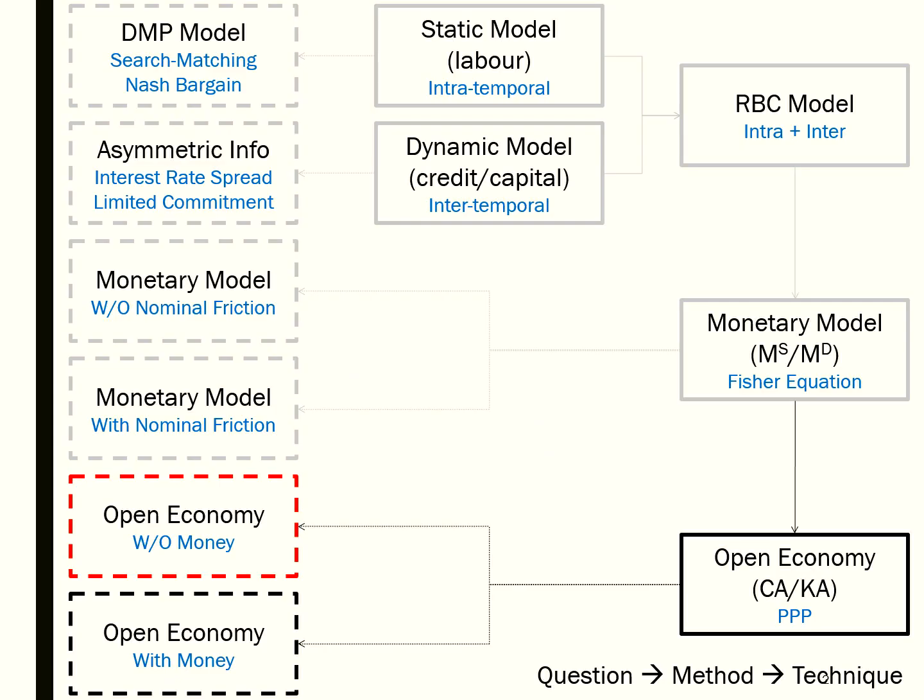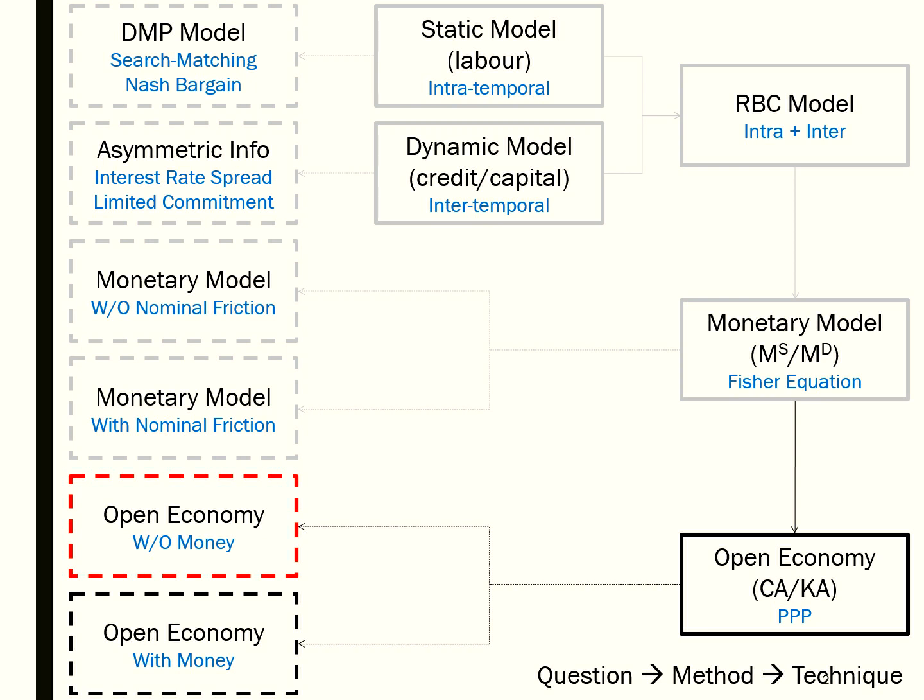This big picture shows you where we are in macroeconomic theory. In the first semester, we focus on the RBC model, the real business cycle model, in the static and dynamic dimensions. And then we introduce money into the RBC model in the second semester. We also discuss two types of monetary models, without nominal frictions and with nominal frictions. This chapter, on the other hand, will extend our RBC model to include the rest of the world, so that we have an open economy model.